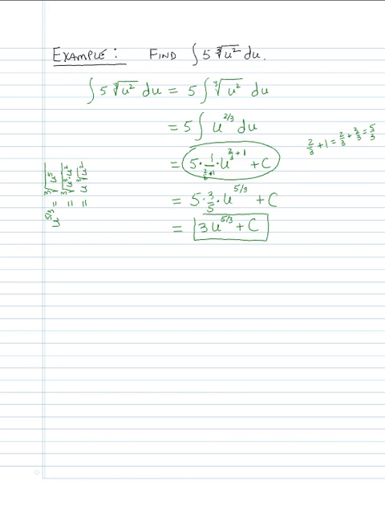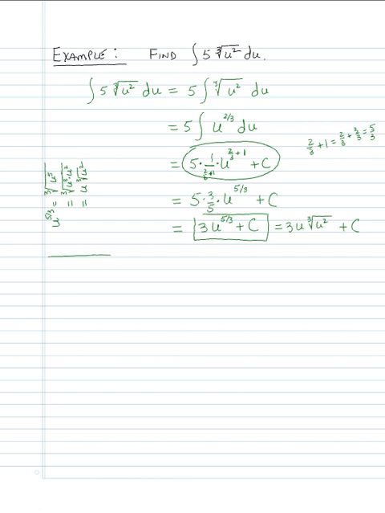So an alternative way to write this answer, although it's not going to be necessary here, is we could say that this is 3 times u times the cube root of u squared, because we simplified u to the 5/3 power as u times the cube root of u squared. So that's an alternative way to write it.